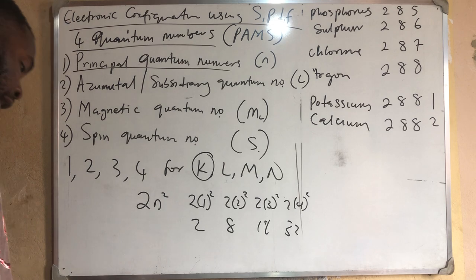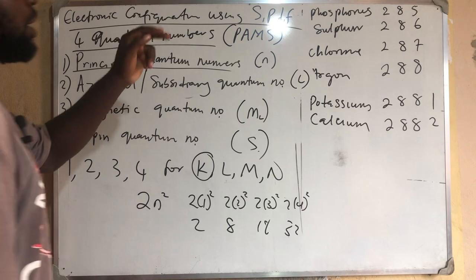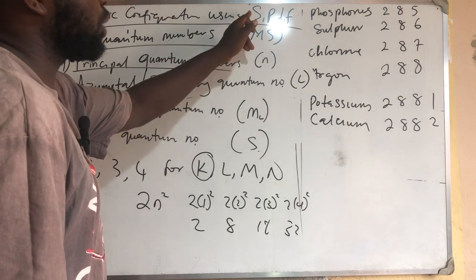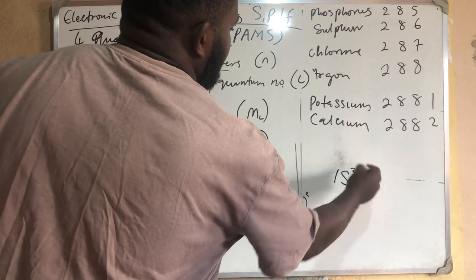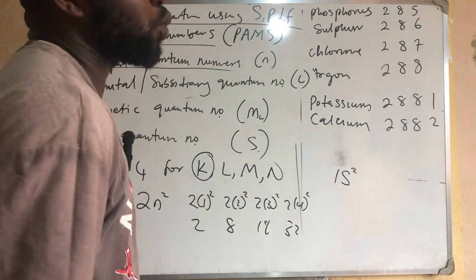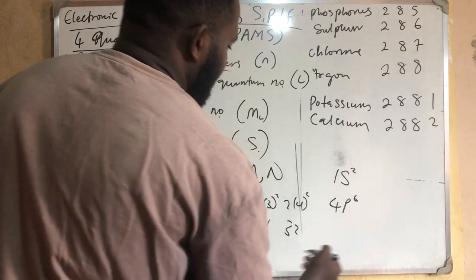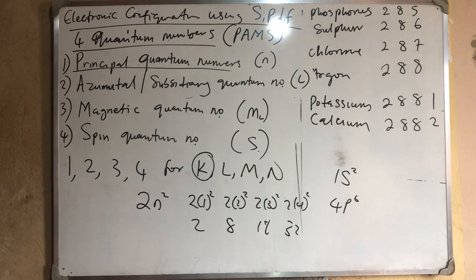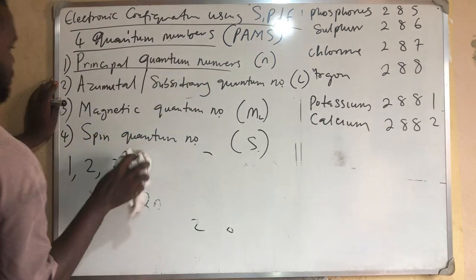Another way to know the principal quantum number in SPDF notation is by the coefficient. For example, if I have 1s2, the principal quantum number here is 1. If you have 4p6, the principal quantum number there is 4. Please don't forget that. It will be very useful to us.